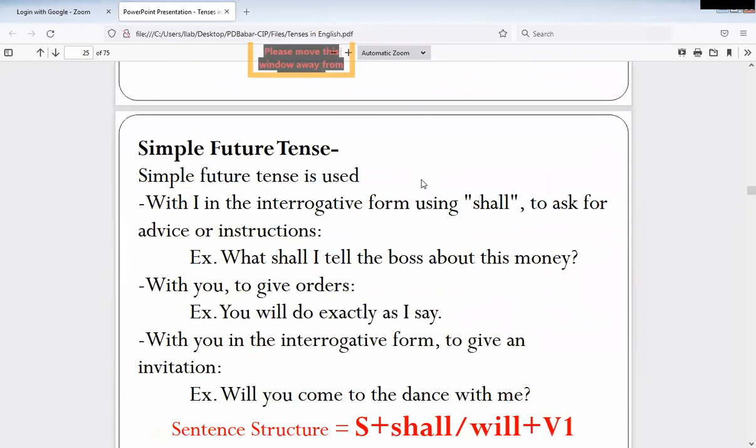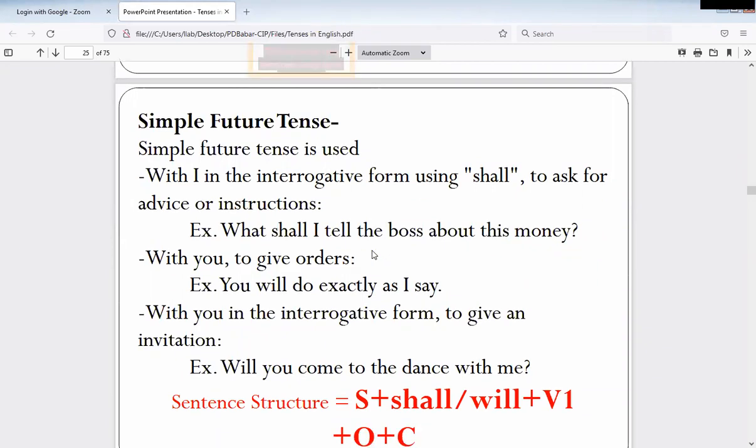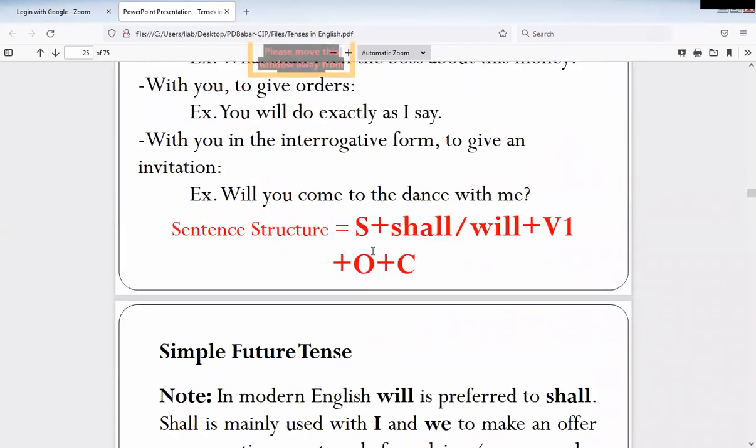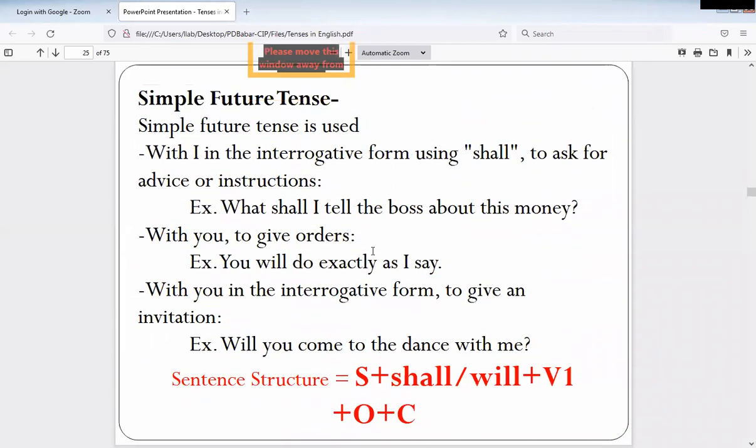Simple future tense is also used with I in the interrogative form, using shall, to ask or for advising someone, for giving instructions to someone. Then with you, to give orders, for giving orders also we are using this simple future tense.